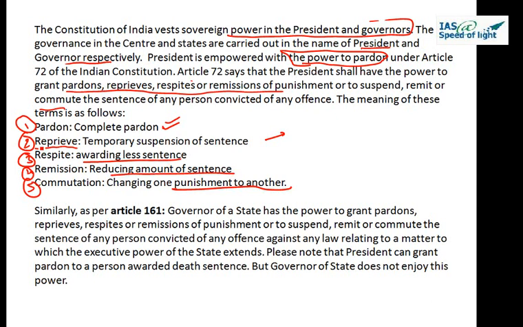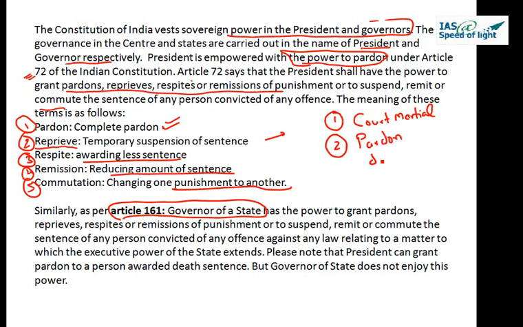Now, similar to Article 72, we have Article 161, in which the governor of a state has also been conferred these powers of pardon. So there are 2 major differences between the pardoning power of the President and the governor. The first is that the governor does not have the power to grant pardons against court martial. And second, the governor also cannot pardon death sentences. So these 2 are the important differences between the pardoning power of the President and the governor of a state.